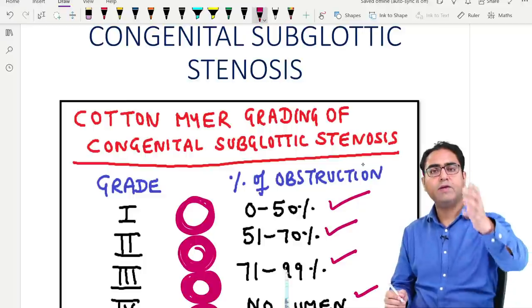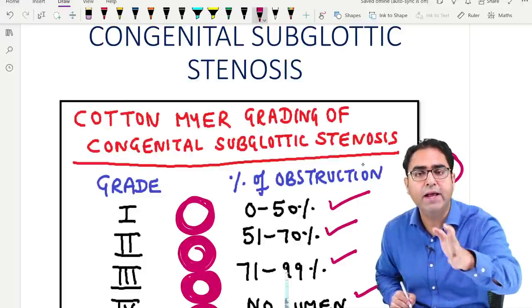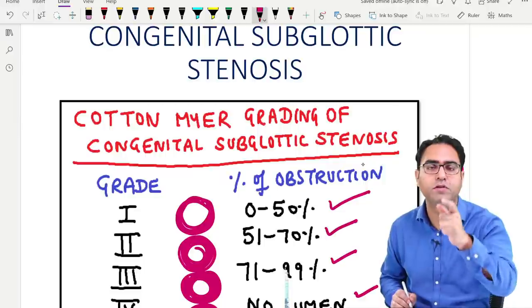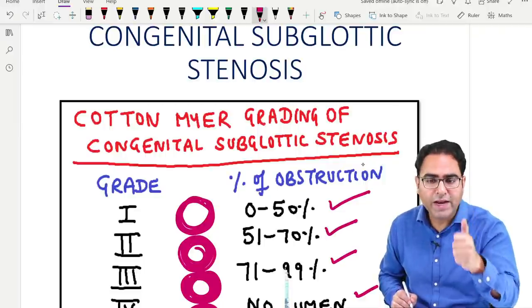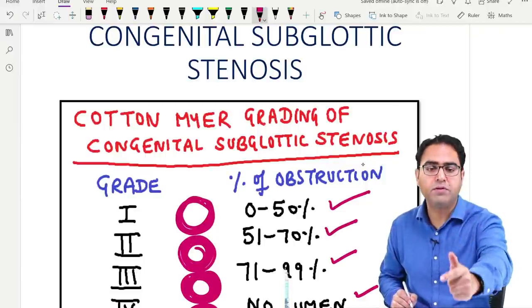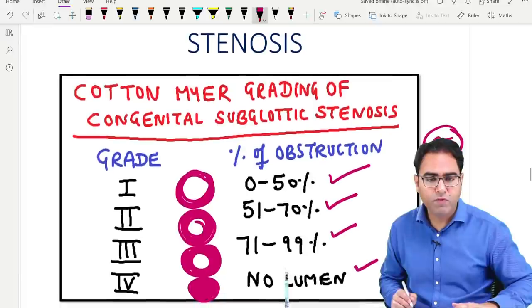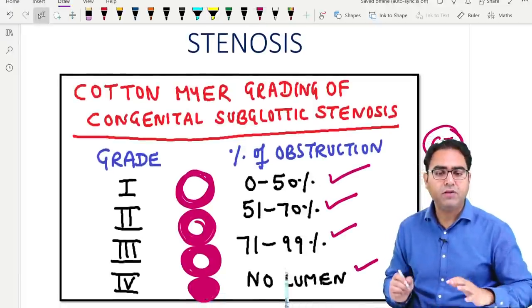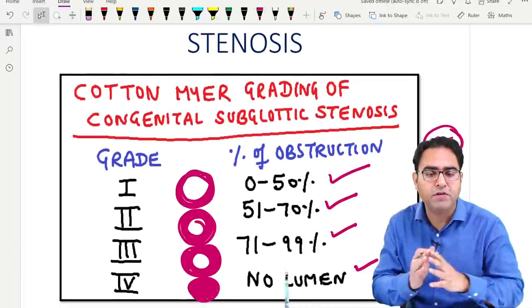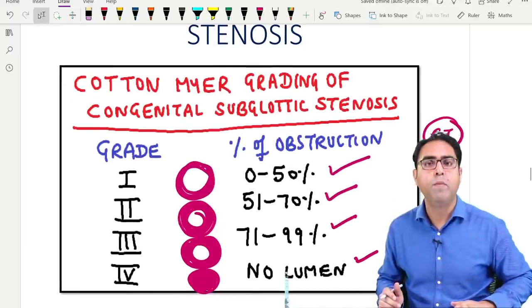Okay, fine. Let's revise. Cotton-Meyer grading is applicable to congenital subglottic stenosis, with grading done on CT scan. What is grade 1? Grade 1 is 0 to 50% obstruction. Grade 2 is 51 to 70% obstruction. Grade 3 is 71 to 99%. And grade 4 is no lumen detectable.